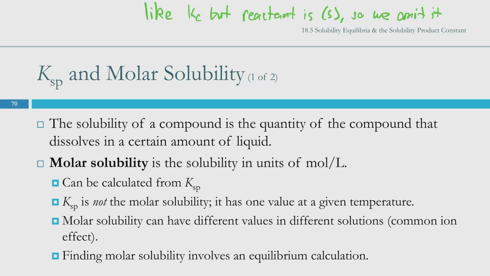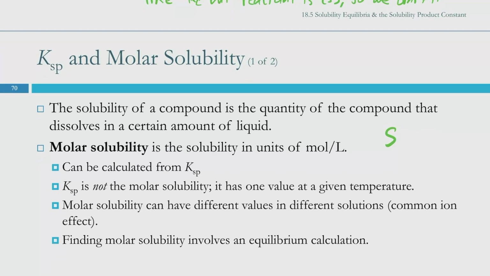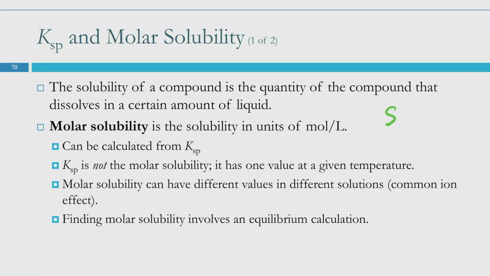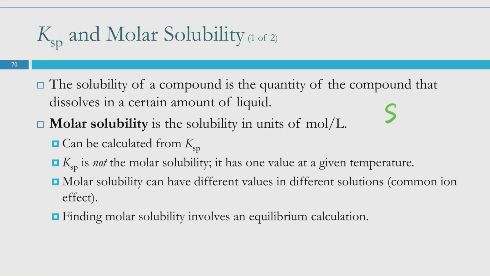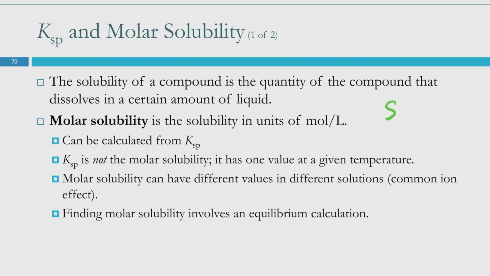We can calculate molar solubility, which we'll usually represent with S. So we're going to do ice tables, spoiler alert, but we're going to use S instead of X, because S stands for solubility. And we can measure our solubility in moles per liter or molarity. We can calculate it from KSP, but KSP is not the molar solubility. They are different. So S is solubility, KSP is solubility product constant.